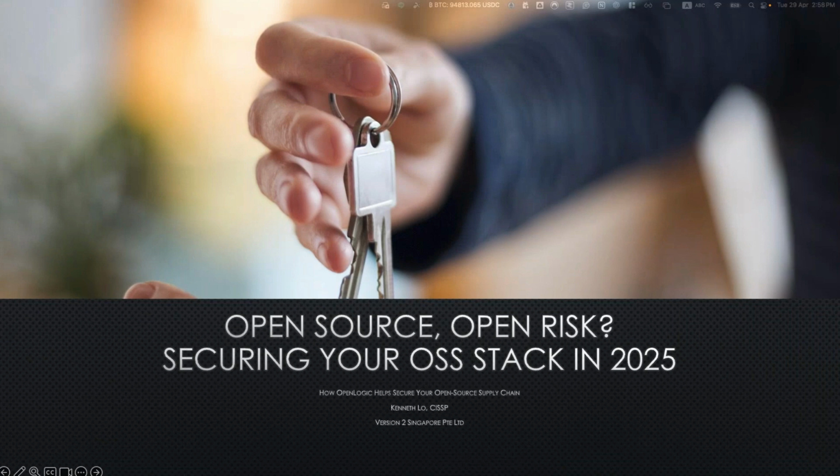So today's topic is open source risk, secure your open source software stack in 2025. I'm Kenneth Low. Today we share more about open source and related risk and how do we solve it. Okay, let's get started.